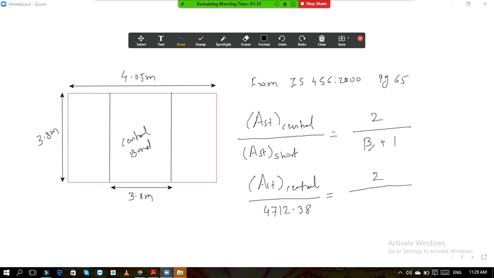So beta is the ratio of longer side to the shorter side. You can take it as a unitless quantity as it is the ratio. So take it in mm or in meters, it makes no difference. So beta is equal to longer side 4.05 divided by shorter side 3.8, plus 1. If you solve that you will get the AST in central band. And this you should do only for rectangular footing, not for the square footing.